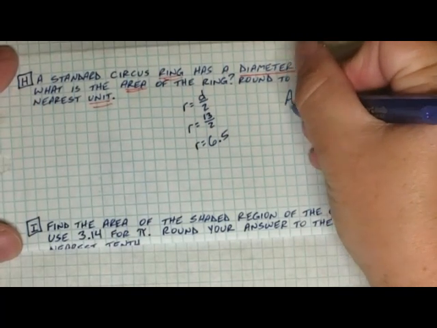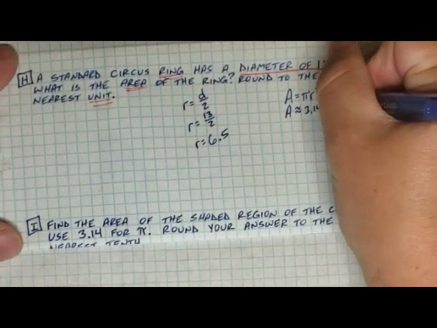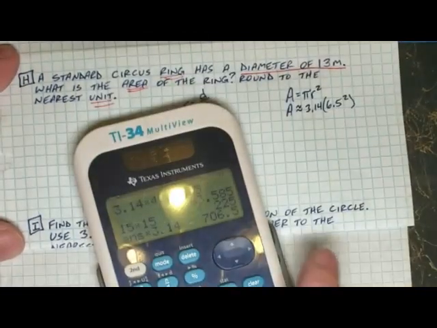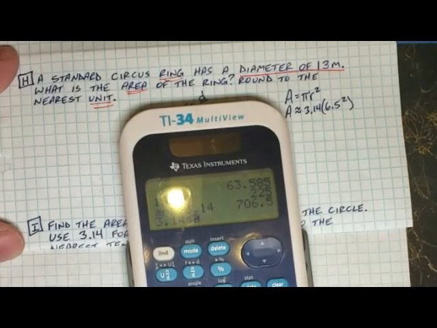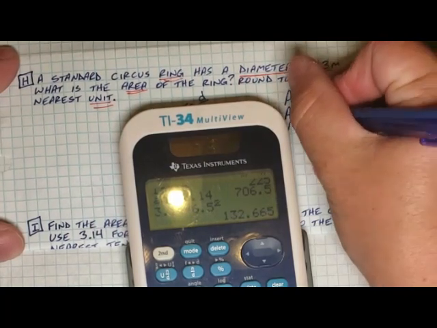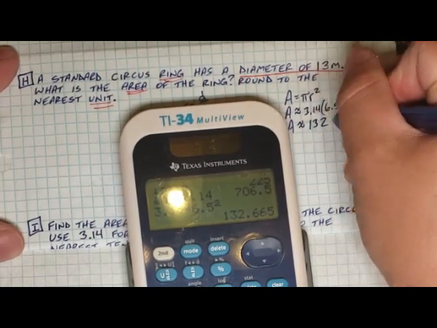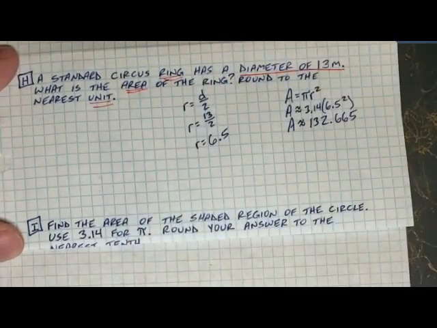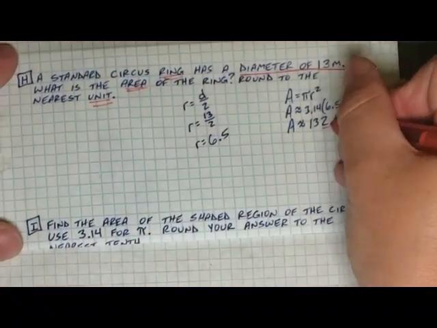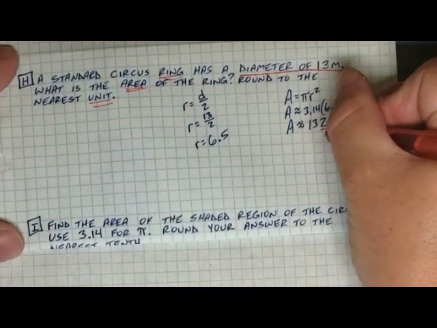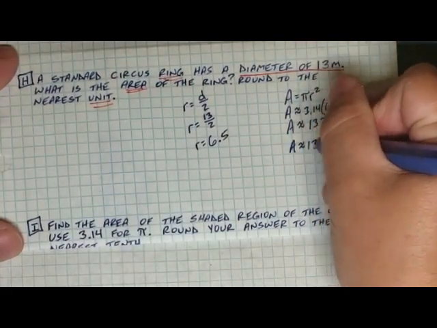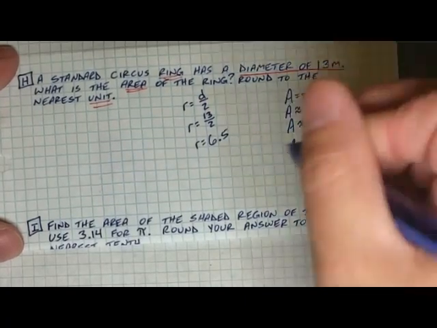So we've got 3.14 times 6.5 squared, because we want the radius squared. So 3.14 times 6.5 squared is 132.665. The problem read to round to the nearest unit. That'd be right here. So what does this 6 do to this 2? It pushes it up to a 3. The area is about 133 meters squared.